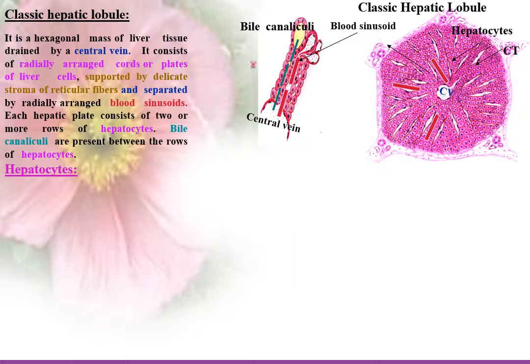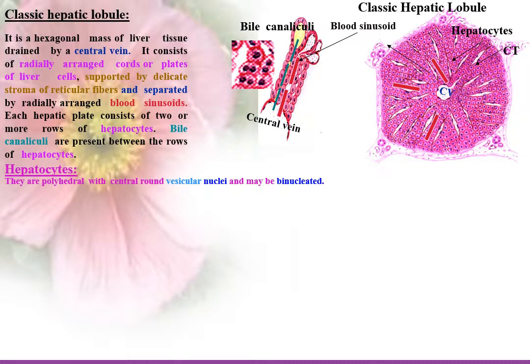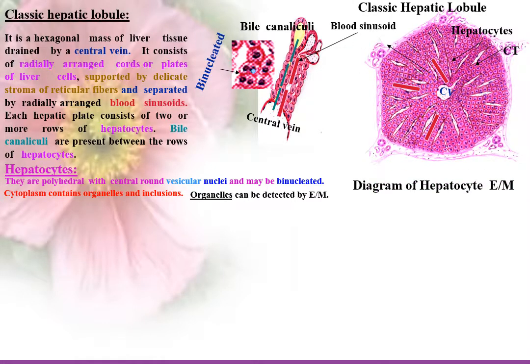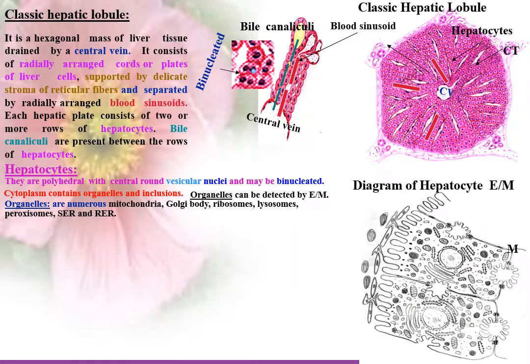Hepatocytes are polyhedral in shape with central round vesicular nuclei and may be binucleated. The cytoplasm contains organelles and inclusions. Organelles are detected by electron microscope. They are numerous mitochondria, Golgi body, ribosomes, lysosomes, peroxisomes, smooth endoplasmic reticulum, and rough endoplasmic reticulum. Inclusions are glycogen. It can be demonstrated by Best's carmine.